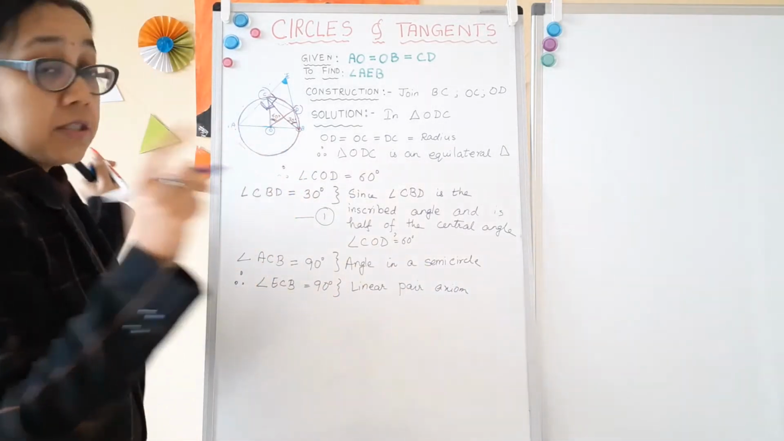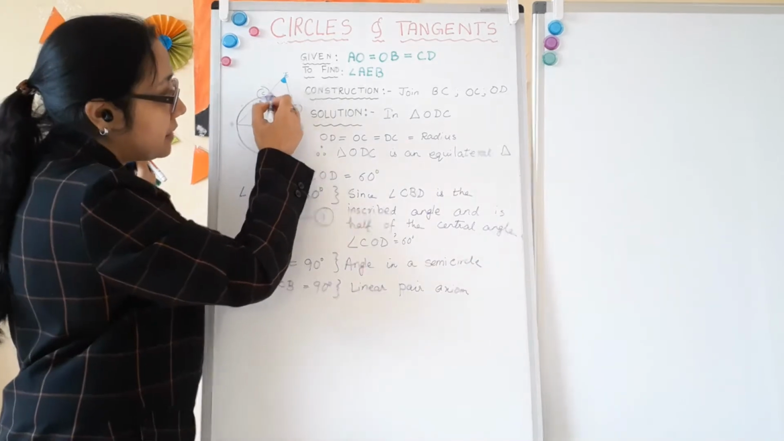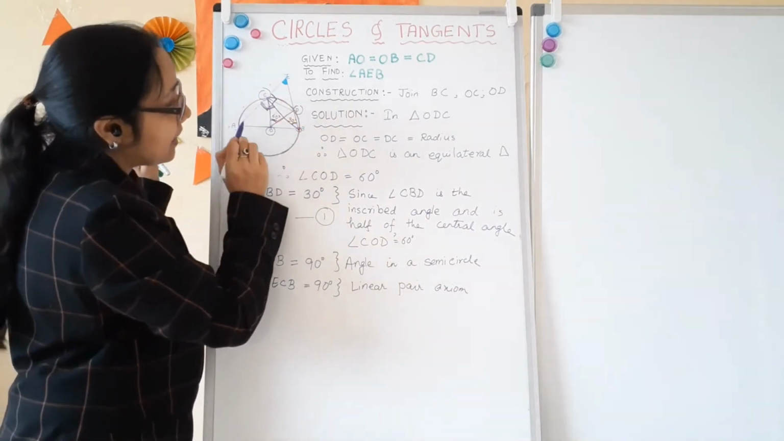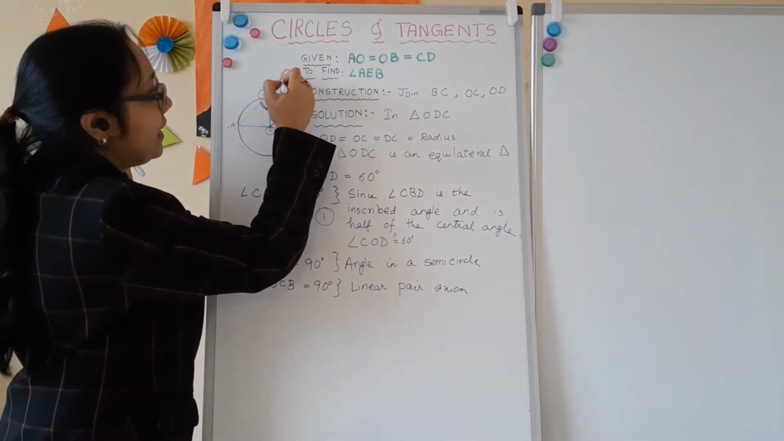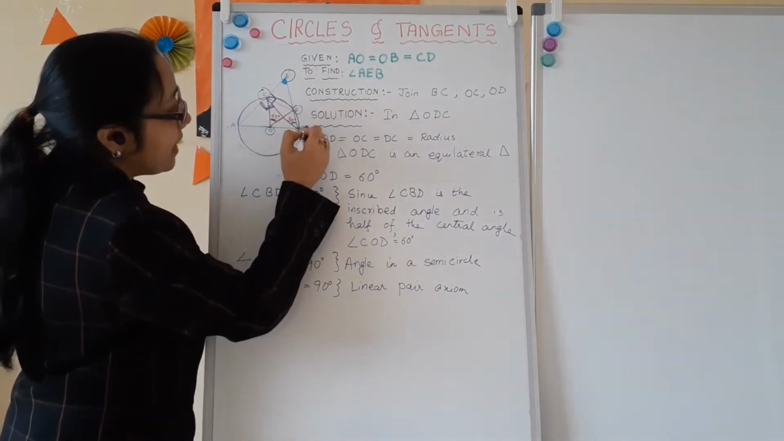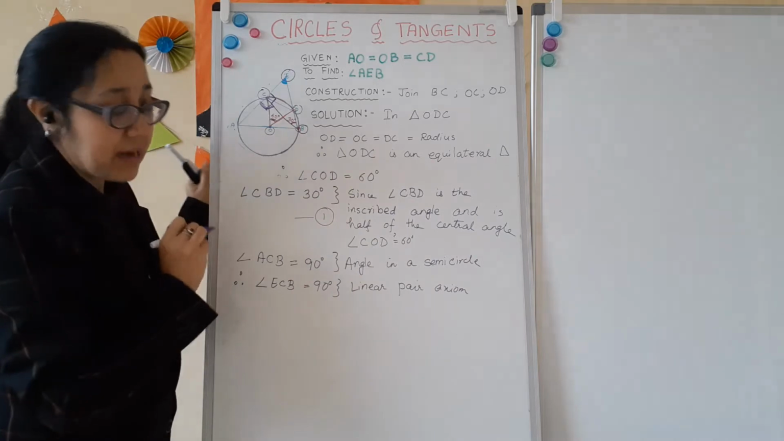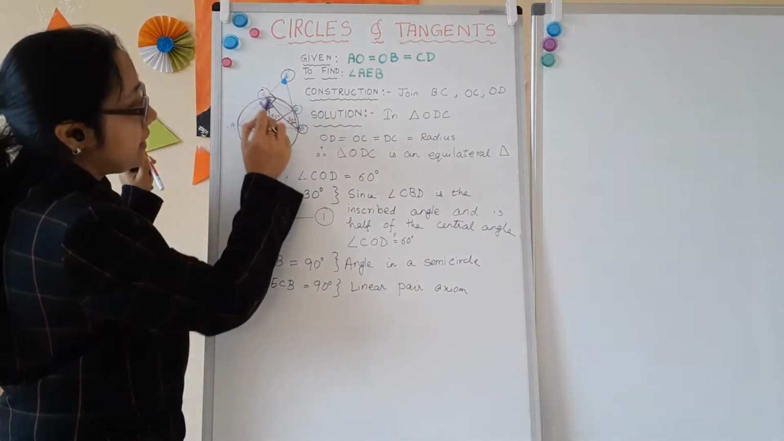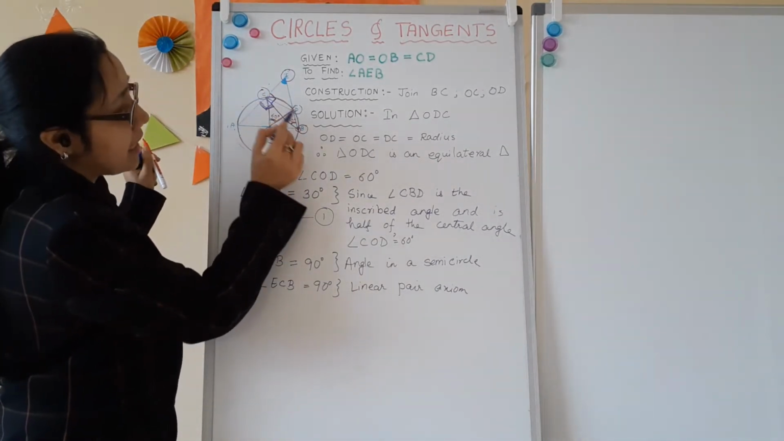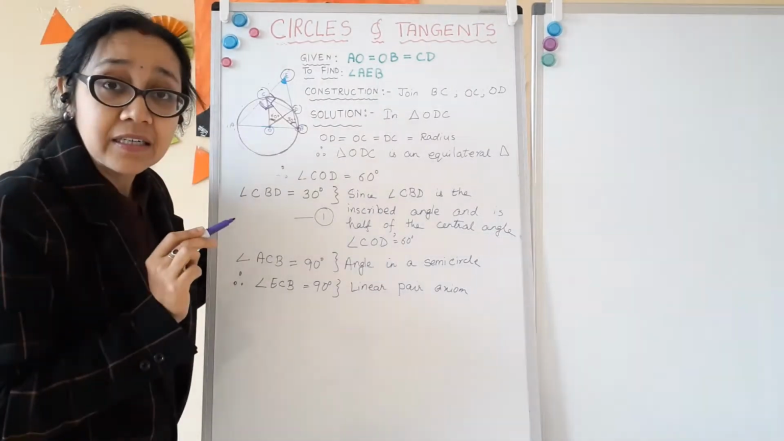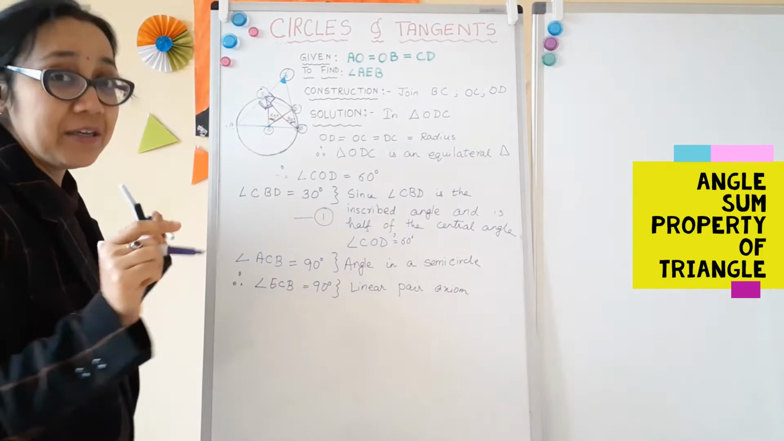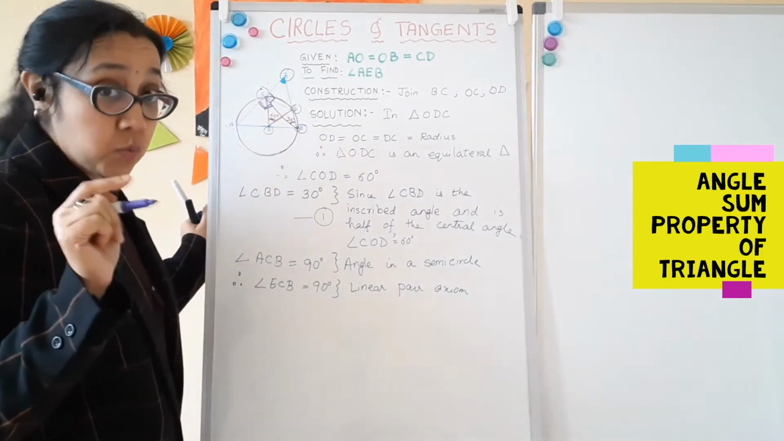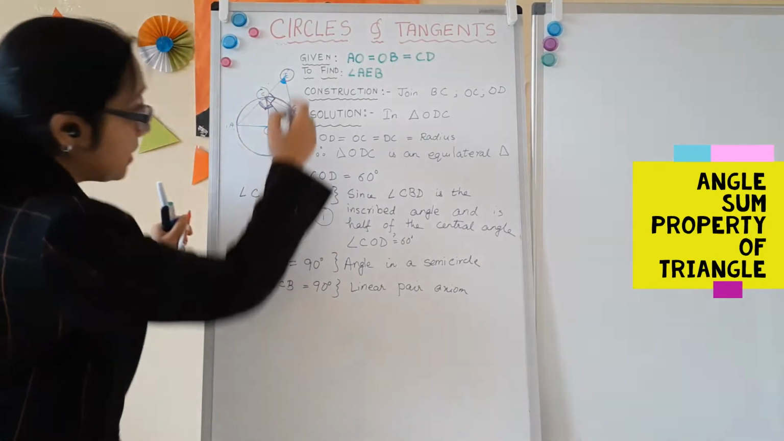Okay. So now let's revise what we have done. This angle is 90 degree. This angle is 30 degree. Now think about triangle ECB. We know one angle is 90 degree. We know another angle is 30 degree. So what will be the remaining angle? Yes, we can use the angle sum property, which is 180 degree, and we can find out the remaining angle.